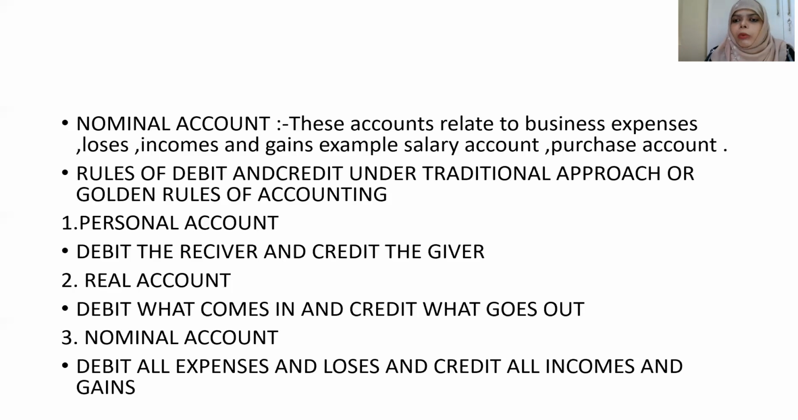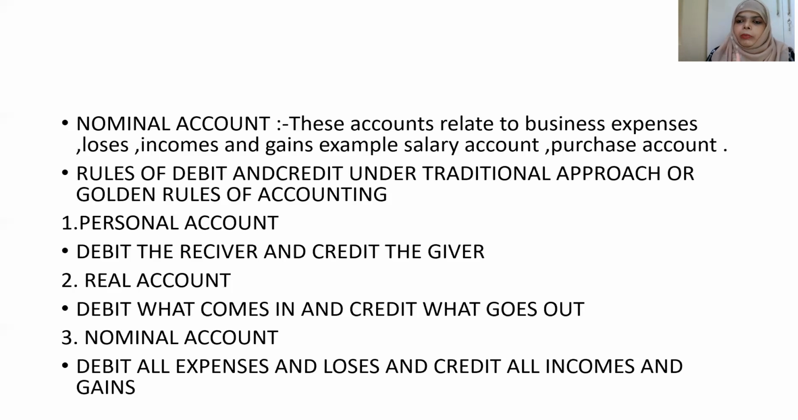The third one is nominal account. Debit all expenses and losses and credit all incomes and gains. All expenses are to be debited and all incomes are to be credited. Incomes and gains are to be credited, and expenses and losses are to be debited. So these are the basic three rules of the traditional approach in accounting and the golden rules of accounting.